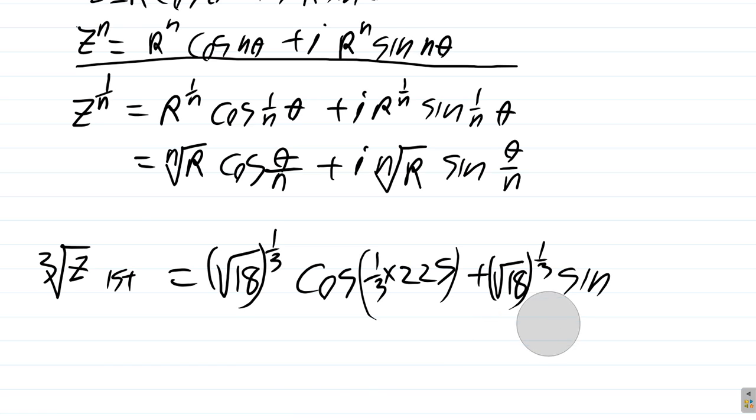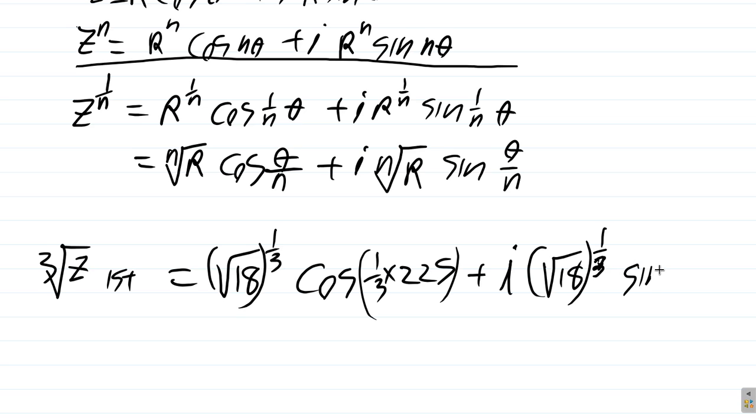Let me rewrite that. Or the j. I prefer using j. i is used generally, but in engineering, particularly electrical engineering, you don't want to mix up the i with I for intensity of current. But anyway, I use i here. i square root of 18 to the 1/3 sine 1/3 by 225. Okay.